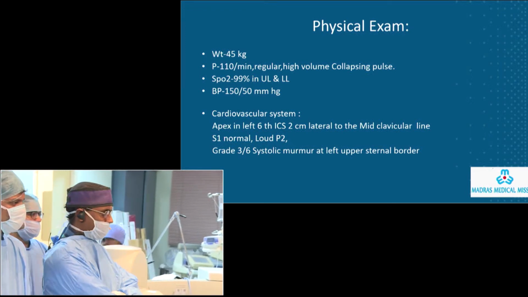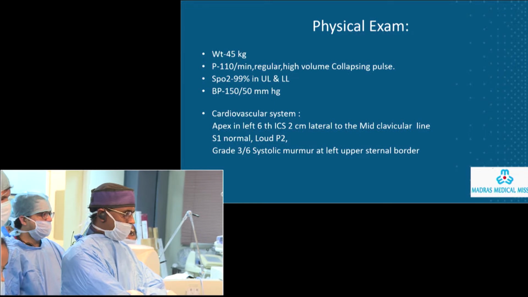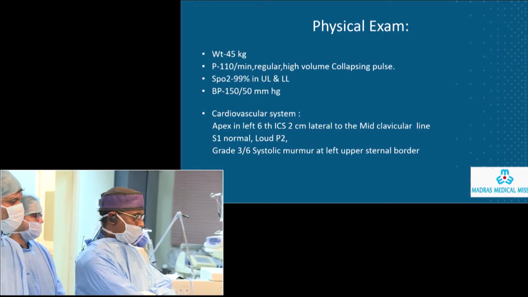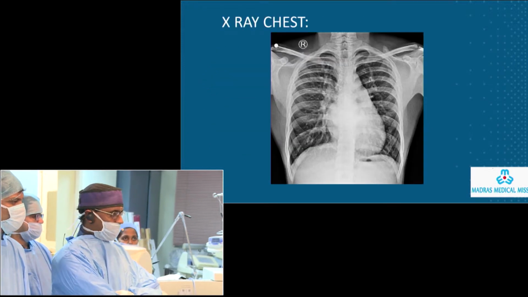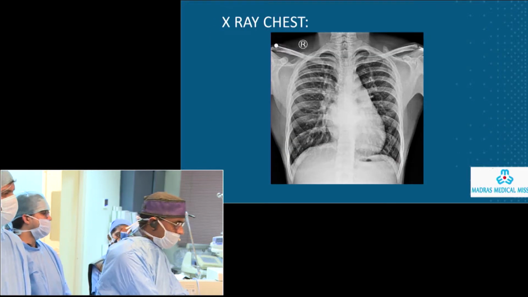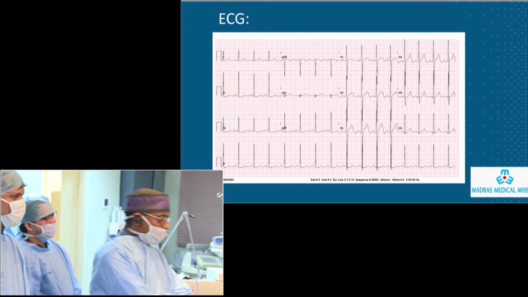When he came to us last week, his weight was 45 kilograms, with high volume collapsing pulses and a blood pressure of 150/50. There was a large cardiomegaly. There was a systolic murmur in the left upper sternal border with a loud P2. The heart was looking larger with still plethoric lung fields. ECG shows LV pulses.